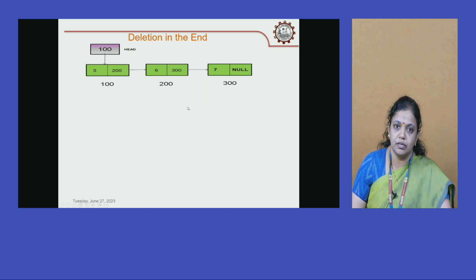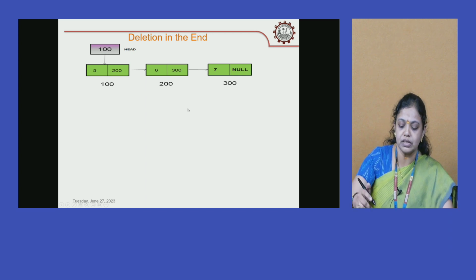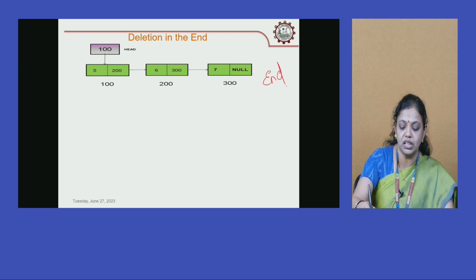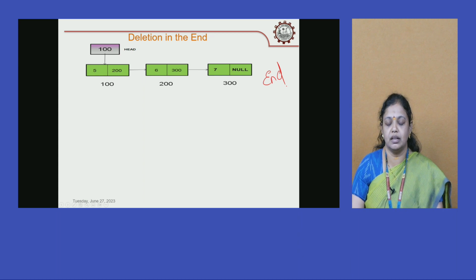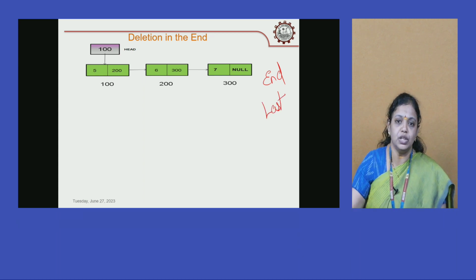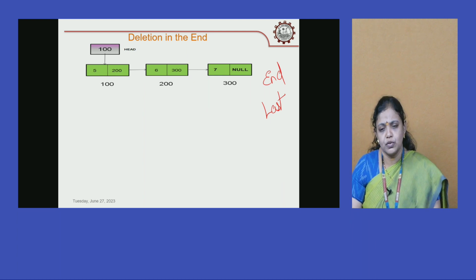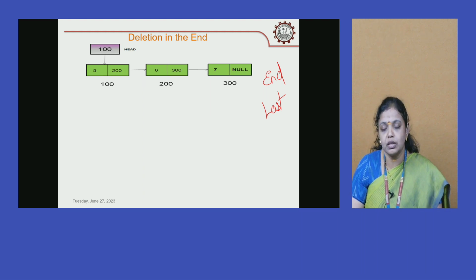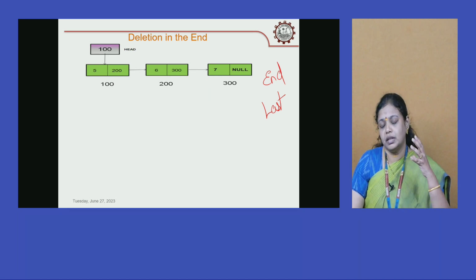Now this is the last one, deletion at the end. Whenever we see the name as end, ending is nothing but the last. As we know, here is the last node. So what is the next pointer of the last node? It is going to be the null pointer. Am I right or not? It is going to be null. So the last node will not have any address, right? That is our understanding.